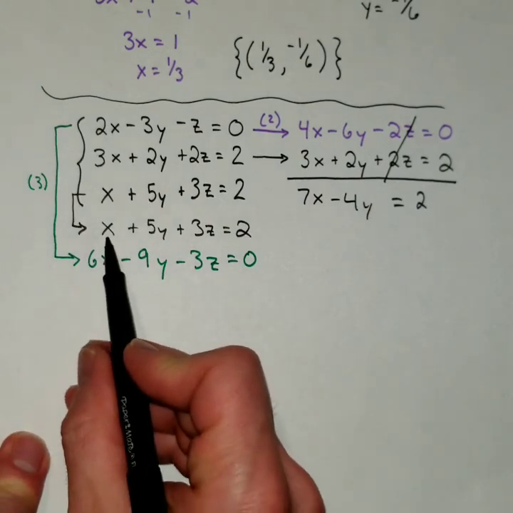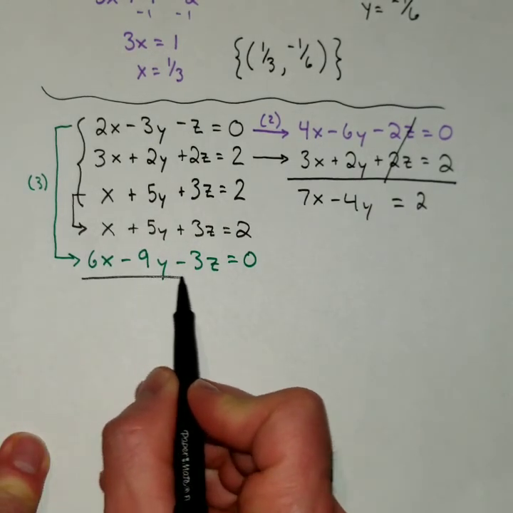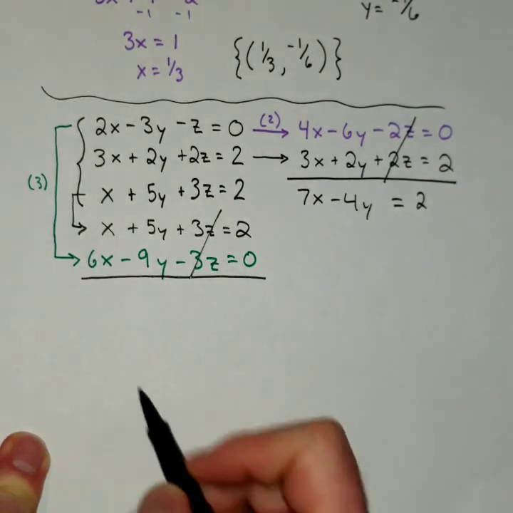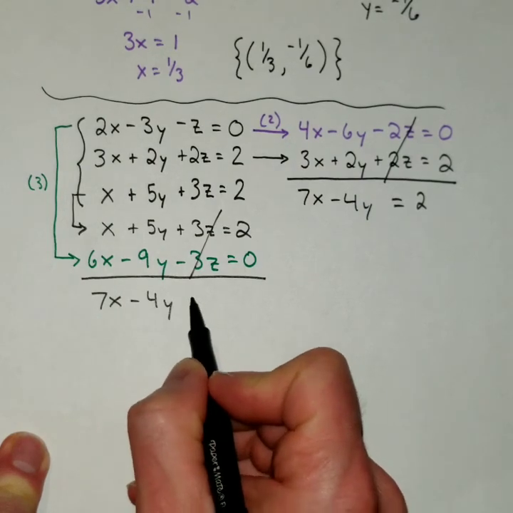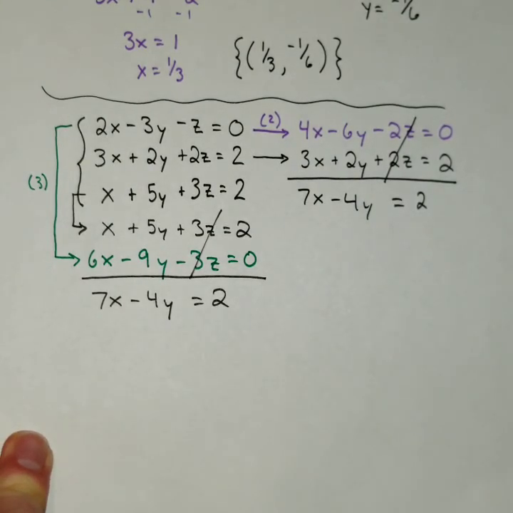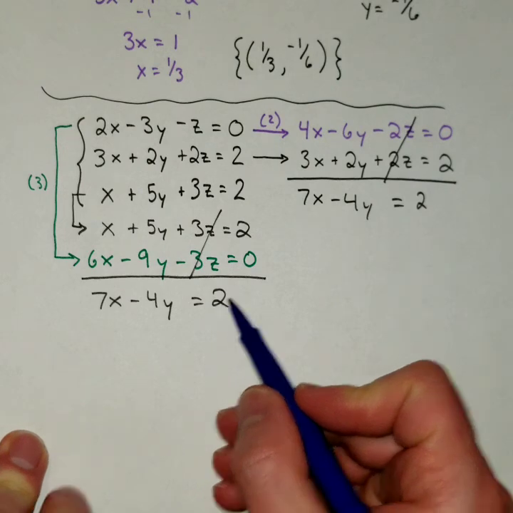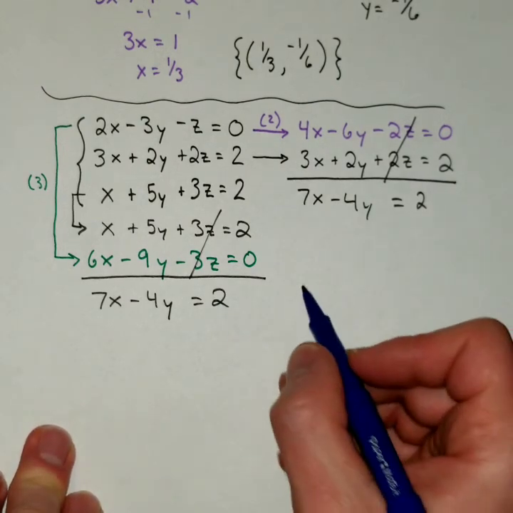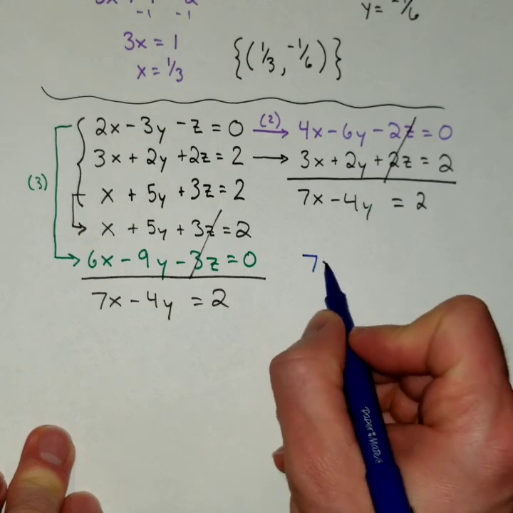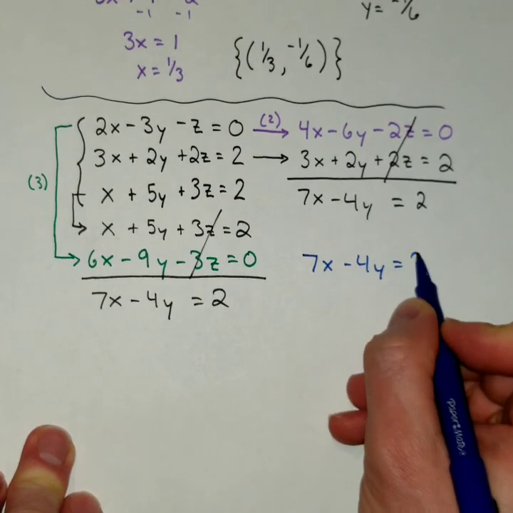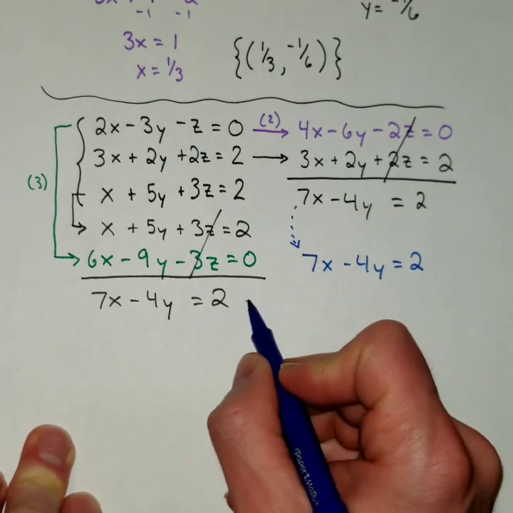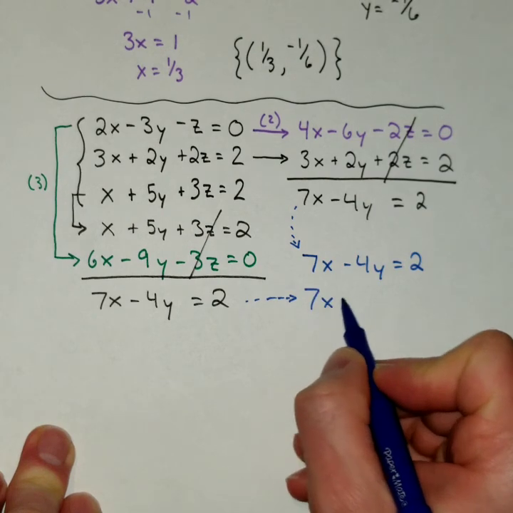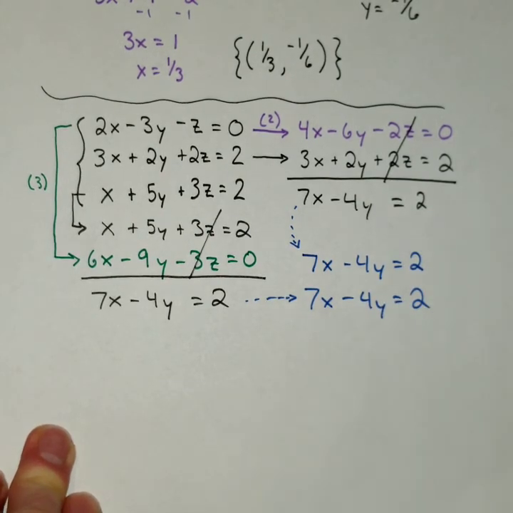Okay, so I'm looking at those two equations, and when I add them together, again the z's drop out. The x's are 7x, there's minus 4y, and equal to 2. Interesting. Now when I take these two equations, I'm going to put them into a new system. So I'm going to take the top one, 7x minus 4y equals 2. Okay, that's this guy right here. And then I'm also going to take this guy right here and create a system of two equations.